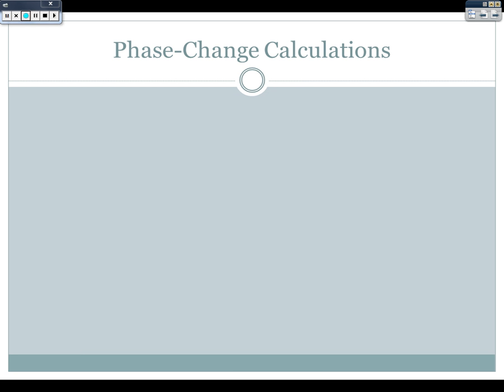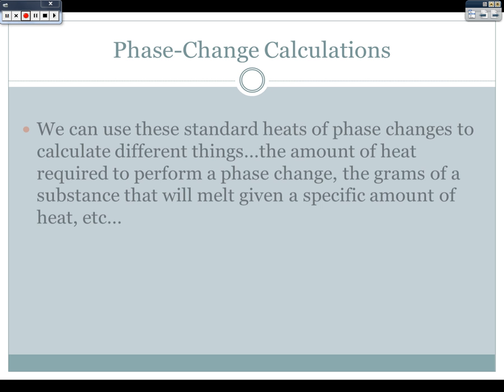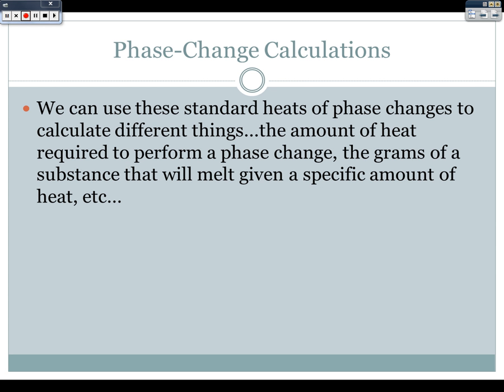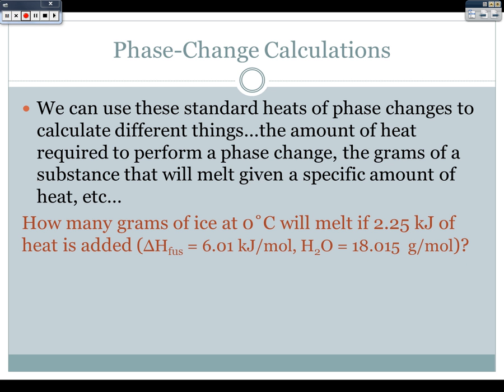So let's do a calculation based on this. We can use these standard heats of phase changes to calculate different things: the amount of heat required to perform a phase change, the grams of a substance that will melt given a specific amount of heat, etc. So if I asked how many grams of ice at 0 degrees Celsius will melt if 2.25 kilojoules of heat is added, we can calculate that. Knowing that the delta H of fusion of ice is 6.01 kilojoules per mole, and that the molecular weight of water is 18.015 grams per mole, we can start with what we know and go from there.